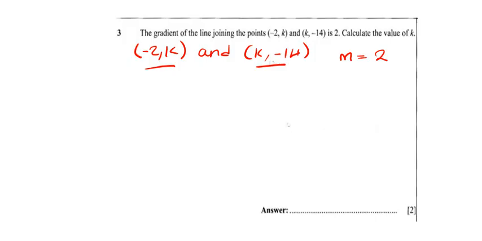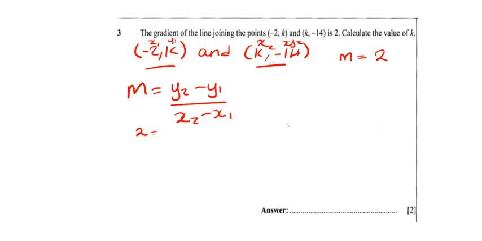You and I understand that the gradient is given by y2 minus y1 over x2 minus x1. So they have given us the gradient and they need us to find the value of k. Here you can make any point the first or the second. In my case, I'll make this x1 and y1, and this x2 and y2. So I'll just substitute here.